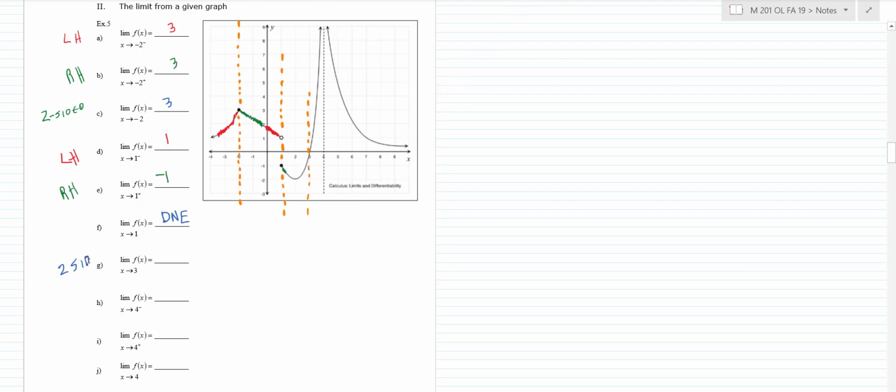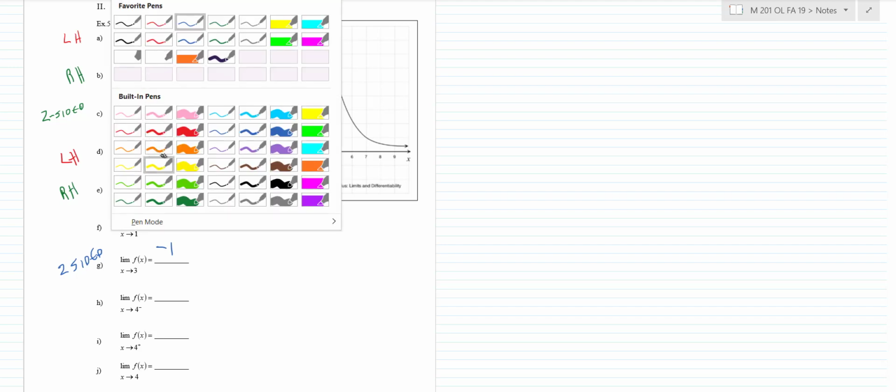And if it's two-sided, what you want to do is just close in from the left, from the right. They both come to the same place. That function value is -1. Okay. All right, and one more issue.